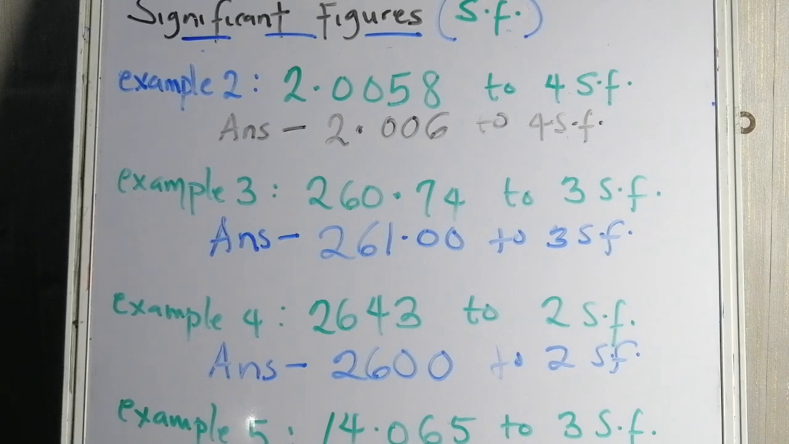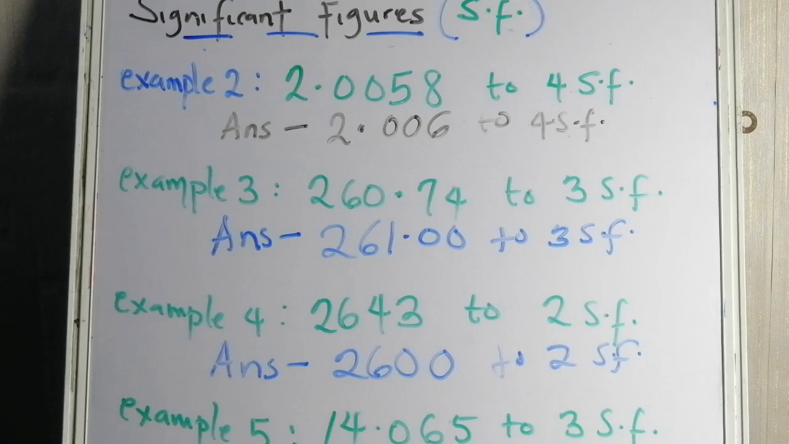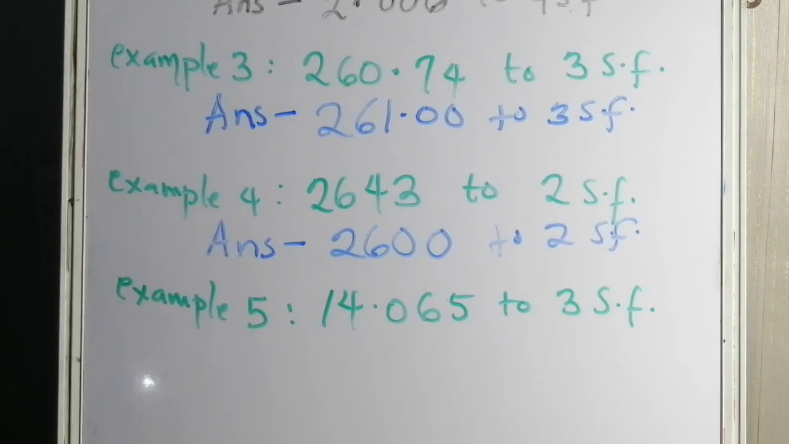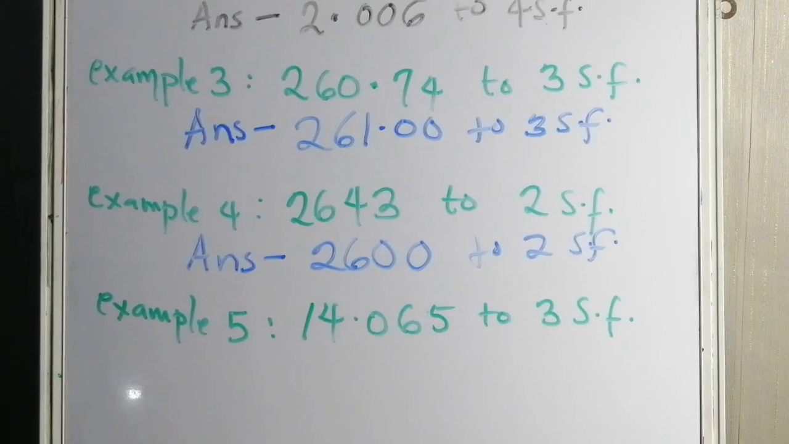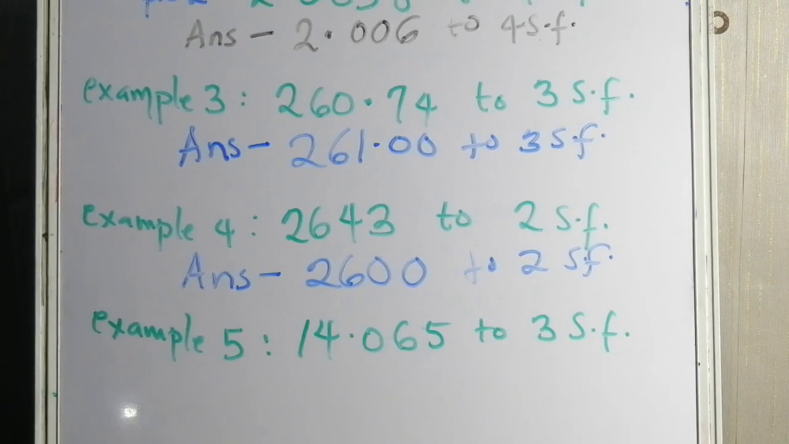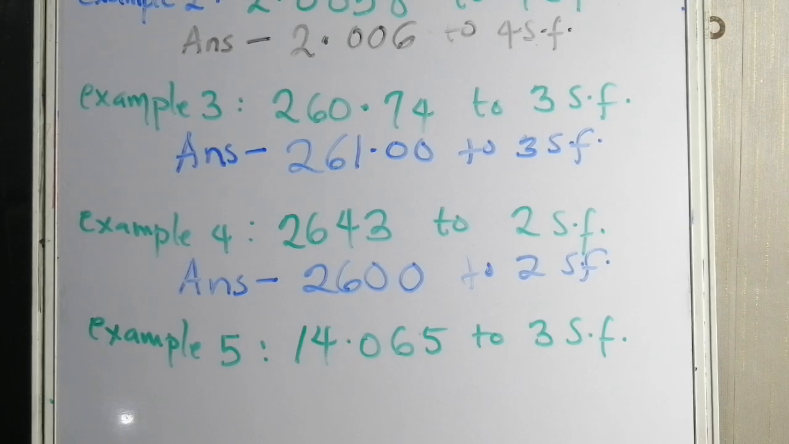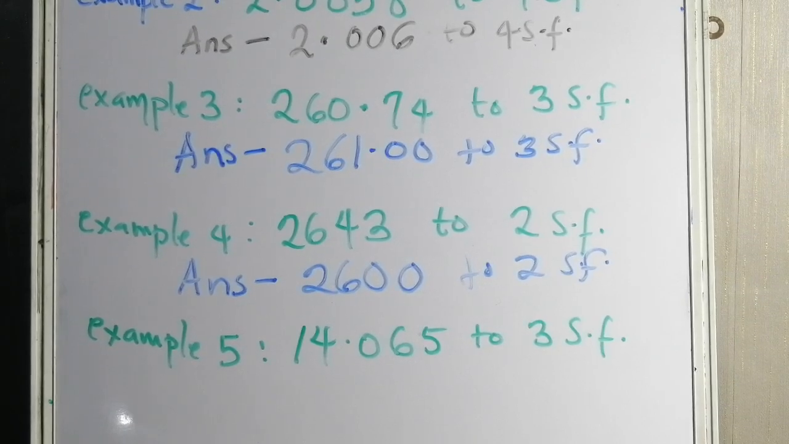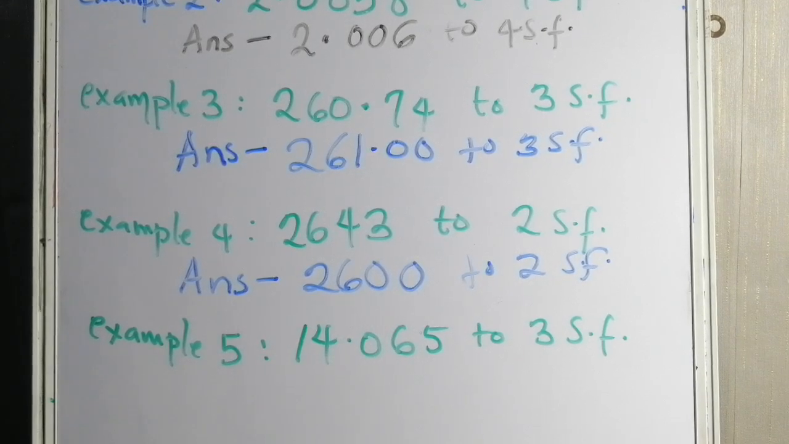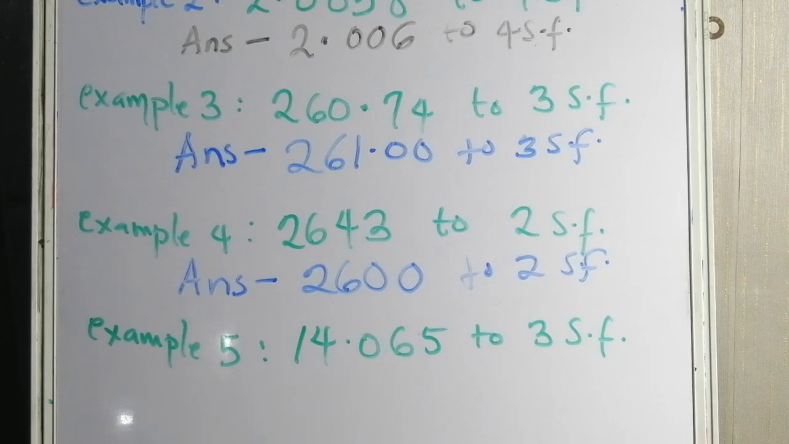The same thing applies for example 5. That was why I had to take my time to ensure I have various examples so that we can get the best out of this. So now example 5, we have 14.065 to 3 significant figures. We started from 1 4, so it's a non-zero. So we start counting from 1. That is 1, 2, 3.